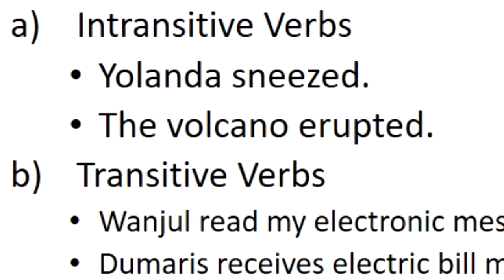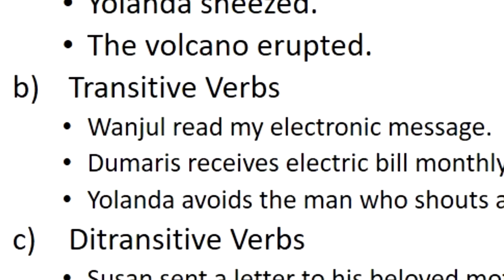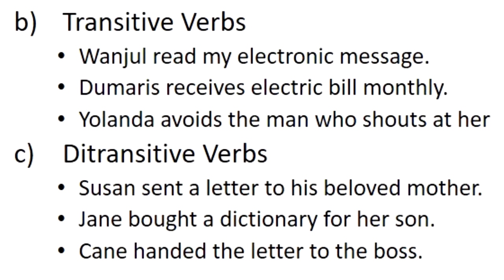Next, it is transitive verbs. Transitive verbs require two arguments. The arguments are the words that function as nouns. It is called transitive verbs since we need an object after the predicate. So you can see the examples: Wanjul read my electronic message, Damaris receives electric bill monthly, and last one, Yolanda avoids the man who shouts at her.